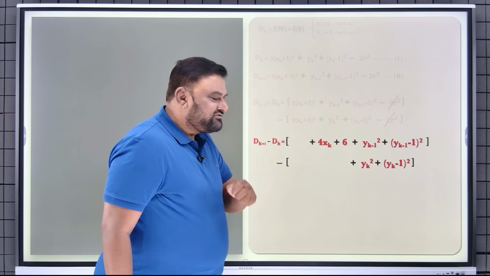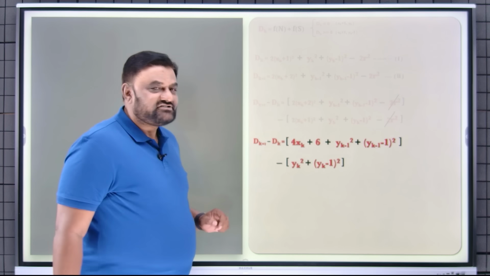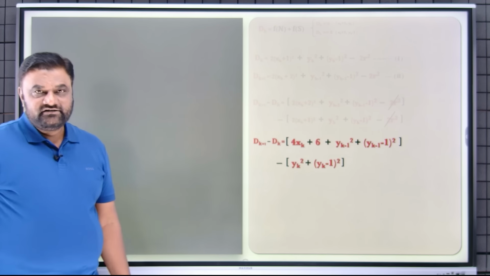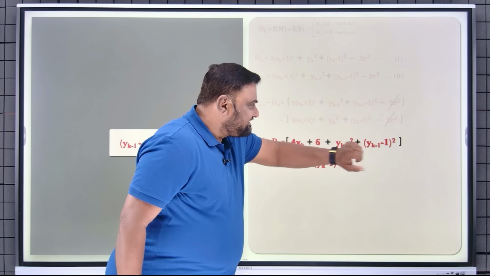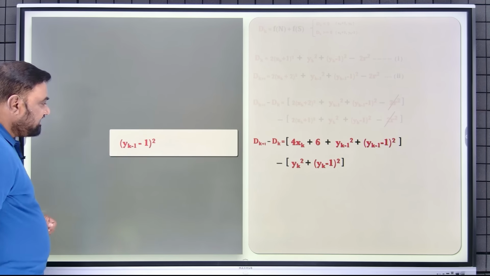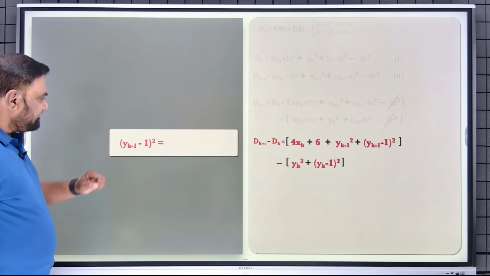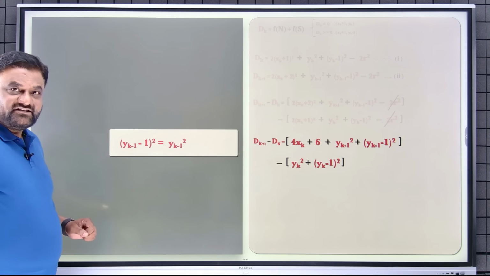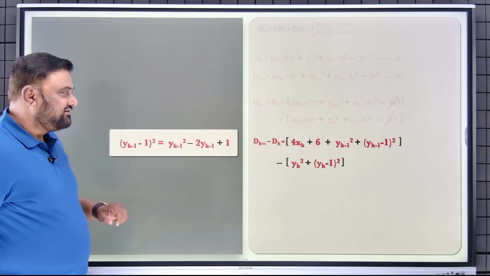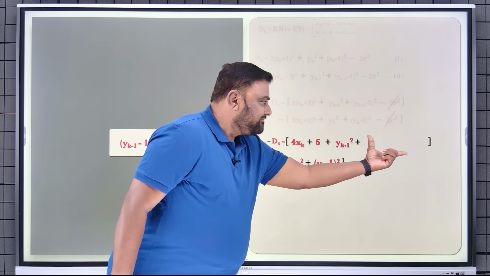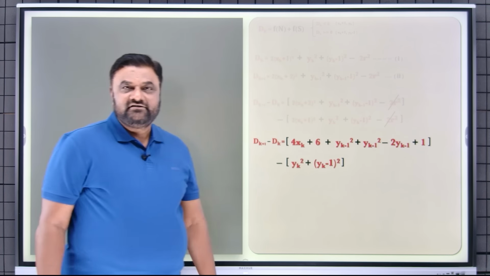I'll take out these also. Now let us bring them closer and this also closer. Have a look at it. Now we have to expand these terms. So let us select this term here. (yk minus 1) whole square. This is equal to yk square minus 2yk plus 1. So take out this, make a space, and this portion I'll keep it here.